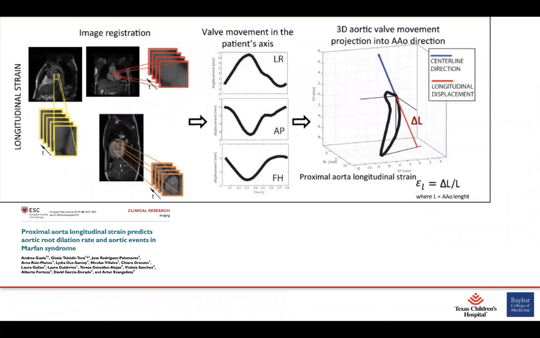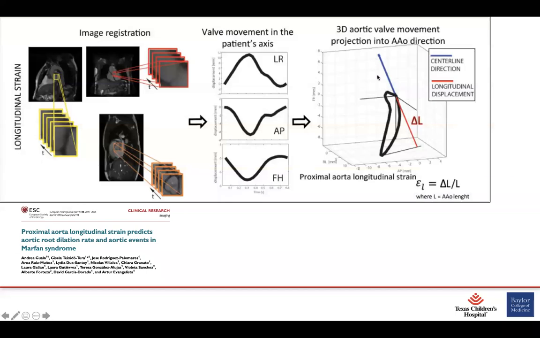Now, the Spanish group published a paper recently also evaluating aortic strain, but they actually showed that circumferential aortic strain was not associated with outcomes once they controlled for aortic root Z-score. They said those are really collinear, aortic root strain and Z-score, and once you account for Z-score, which is more readily available, the strain was not that contributory.